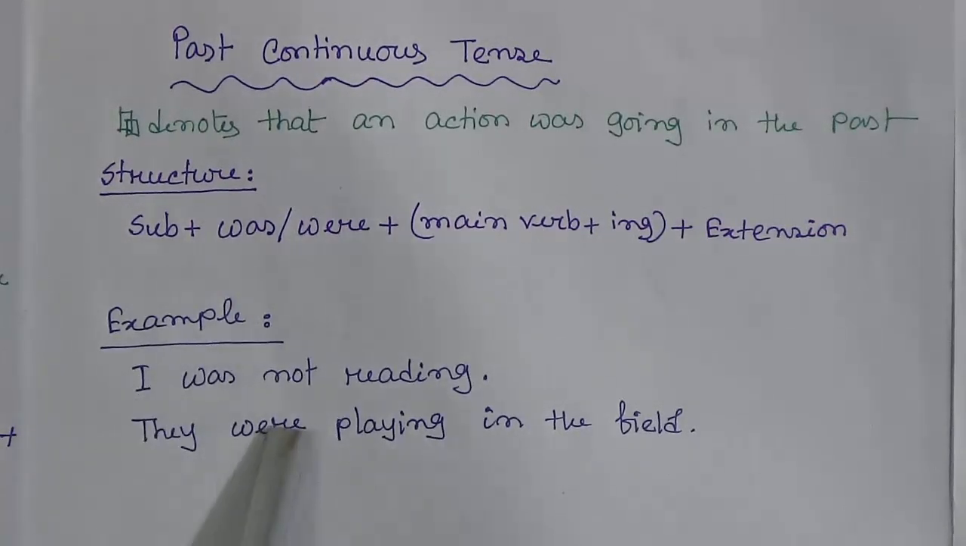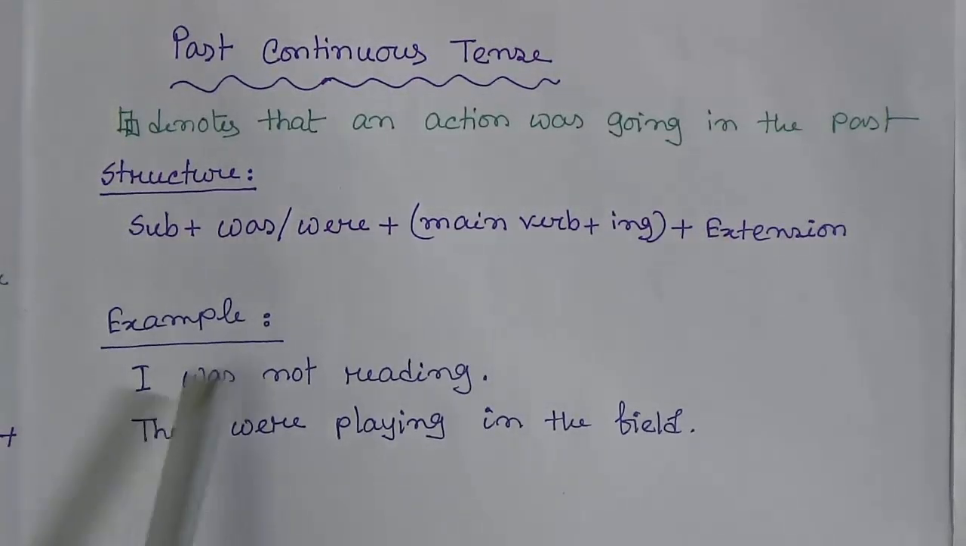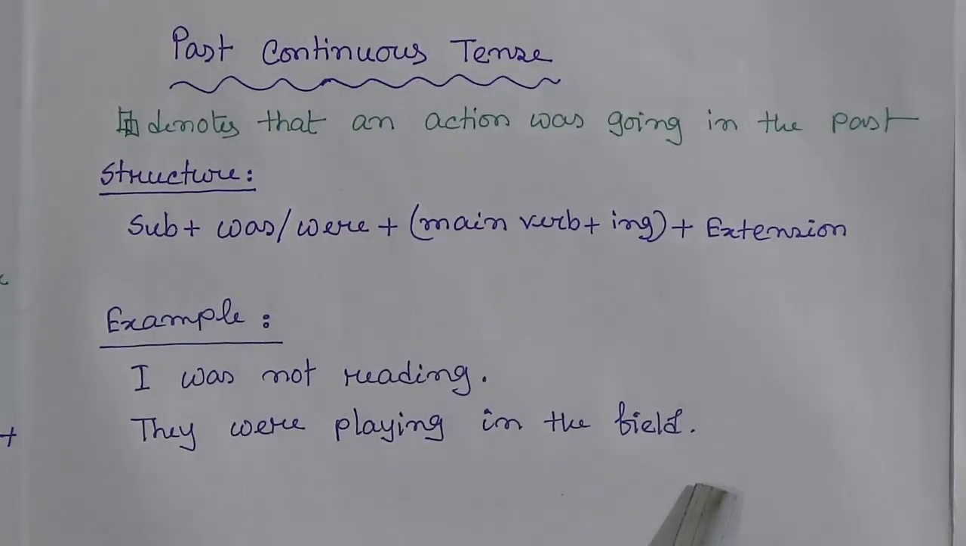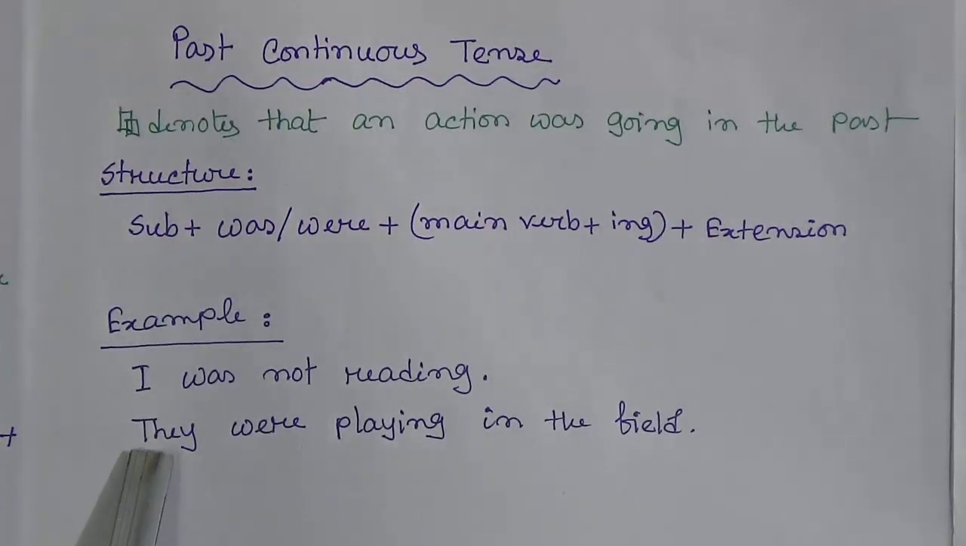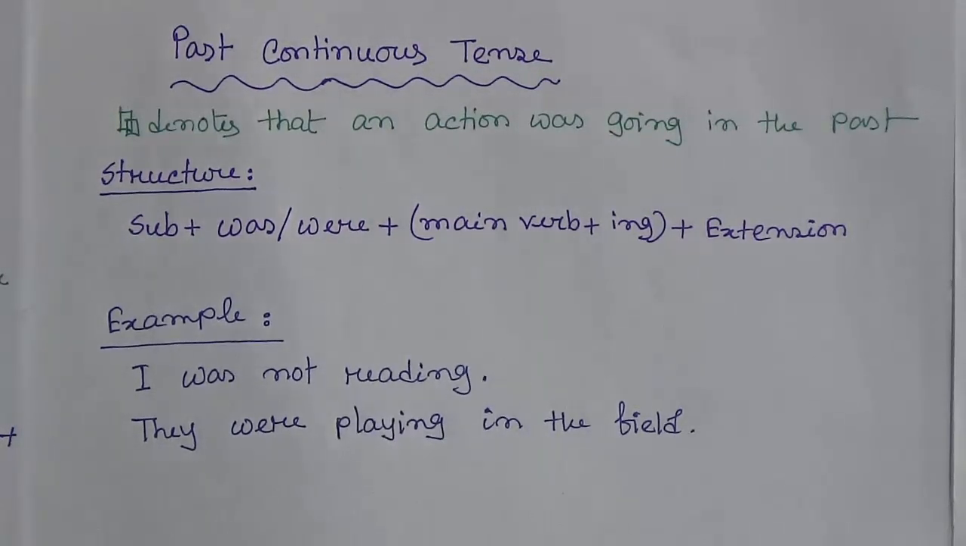Example: I was not reading. You can avoid not here. You can also write I was reading. That's also correct. And they were playing in the field. Just look at subject plus was or were, and ing with the main verb, and then extension.